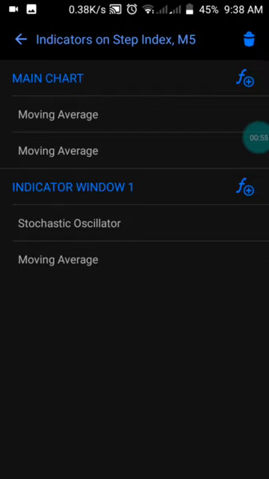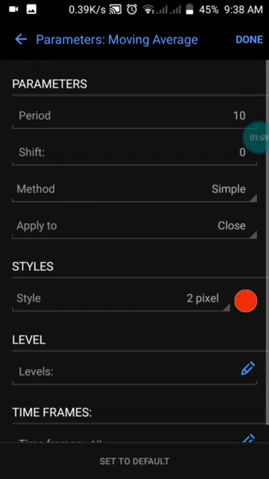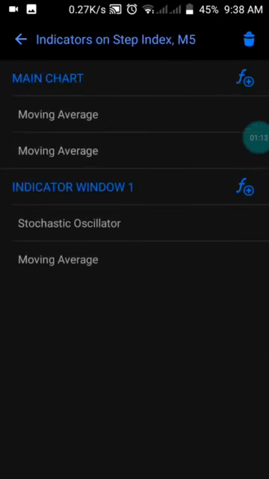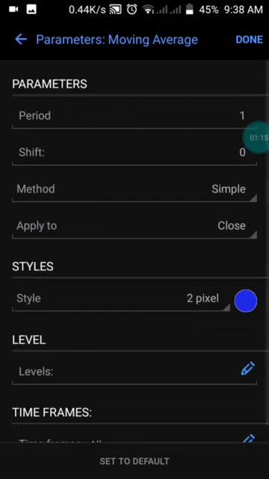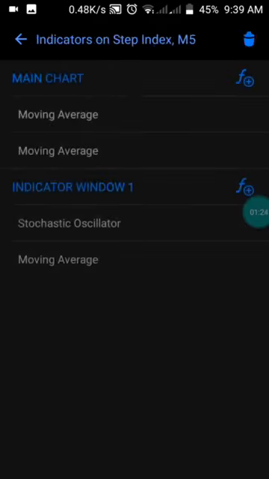The first settings in this strategy are on your main chart, where you have your moving average. The first moving average has a period of 10, shift of 0, method simple, apply to close, and the style in red color. Then you press done. Then you move to the second moving average, which has a period of 1, shift of 0, method simple, apply to close, and the style in blue color. Then you press done.